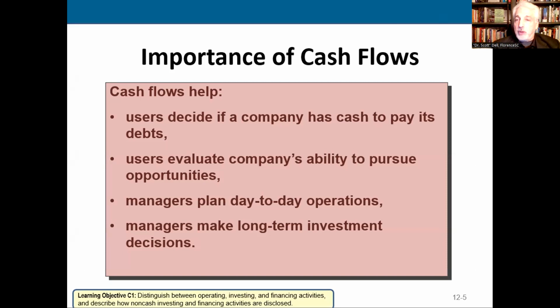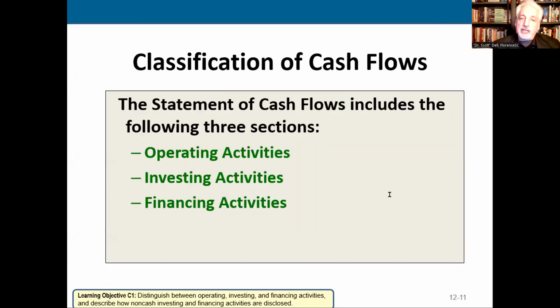Evaluate companies' ability to pursue opportunities. Can we buy equipment? Can we hire some more folks? Do we invest and buy another business? Managing and planning day-to-day operations and long-term investment decisions. So let's talk about these 3 sections: operating, investing, and financing.